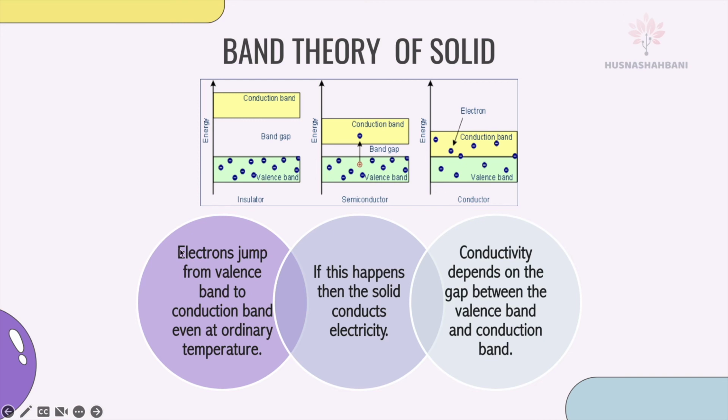Band theory of solids. So if electrons jump from the valence band to the conduction band even at ordinary temperature, then the solid conducts electricity. Usually solids that are metals or conductors have no gap at all. So electrons jump from the valence to the conduction band even at normal temperature. Conductivity depends on the gap between the valence band and the conduction band. So the larger the gap, the poorer the conductivity.